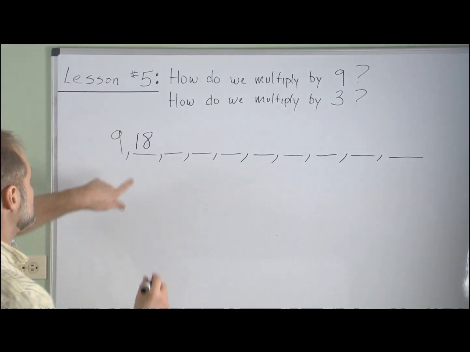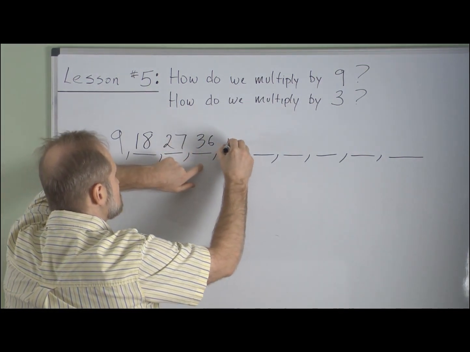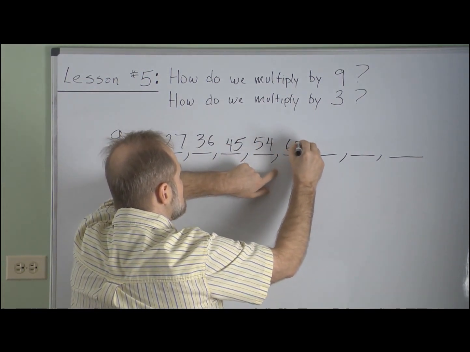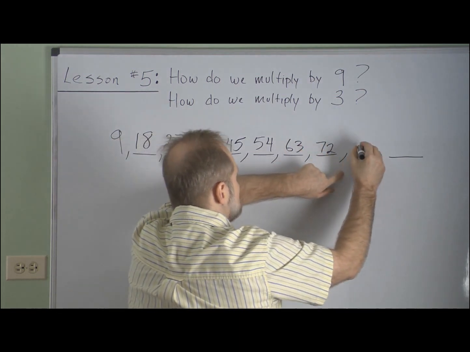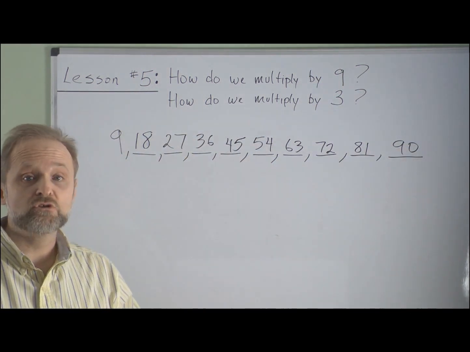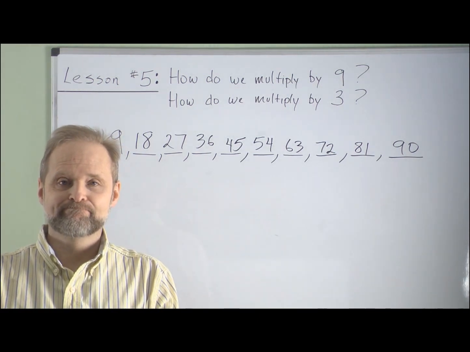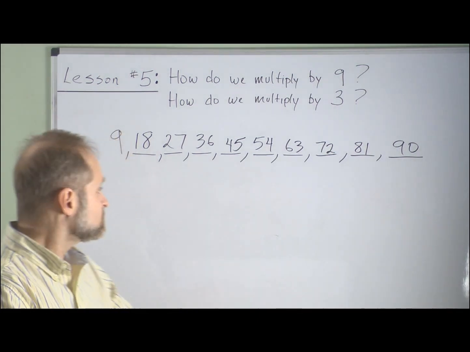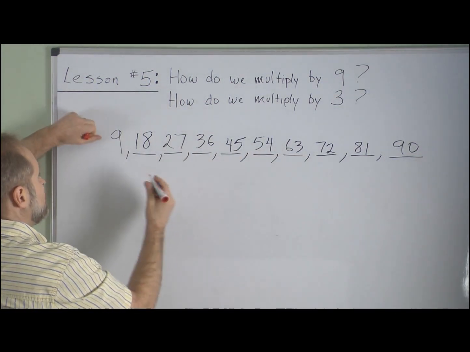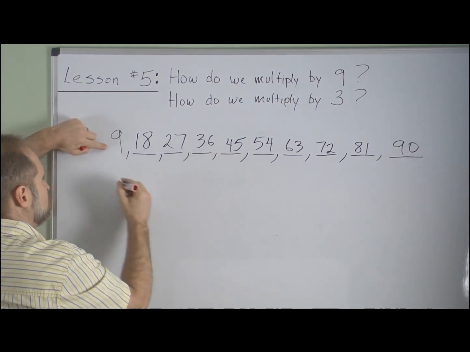Okay, let's see how you did. We've got 18, 27, 36, 45, 54, 63, 72, 81, 90. Make any corrections that you need to make right now. You may pause the video. All right. Now that we've got that all set, let's go ahead and write in our problems below each skip counting number.